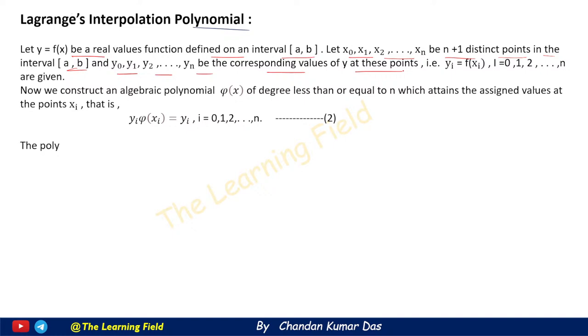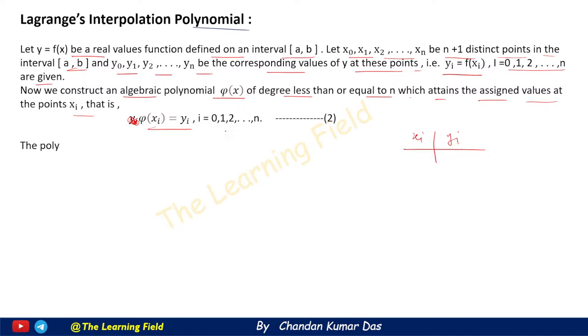These are xi's and these are yi's. Suppose these values are given at some points, that is yi equal to f(xi) for i equal to 0, 1 to n. Now we construct an algebraic polynomial phi(x) of degree less than or equal to n, which attains the assigned values at the points xi. That is, phi(xi) is equal to yi.